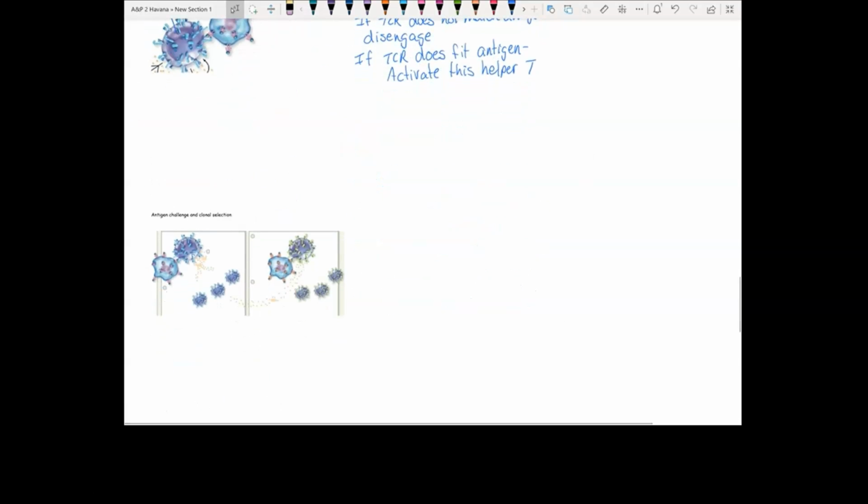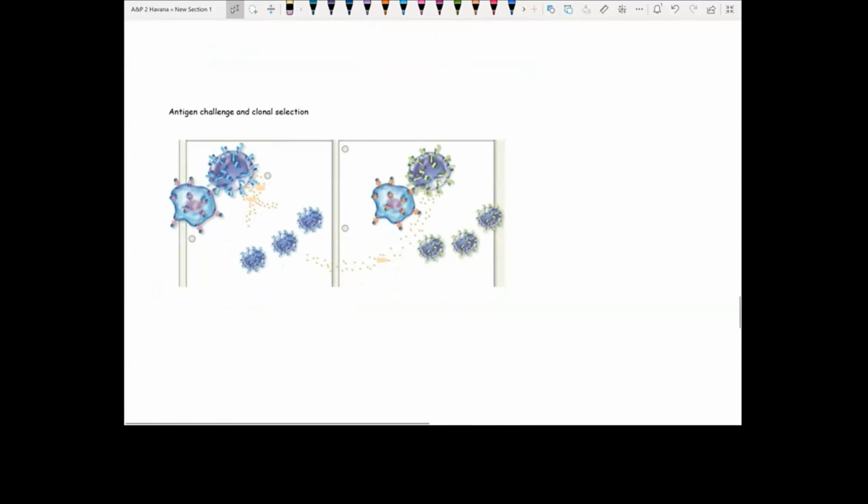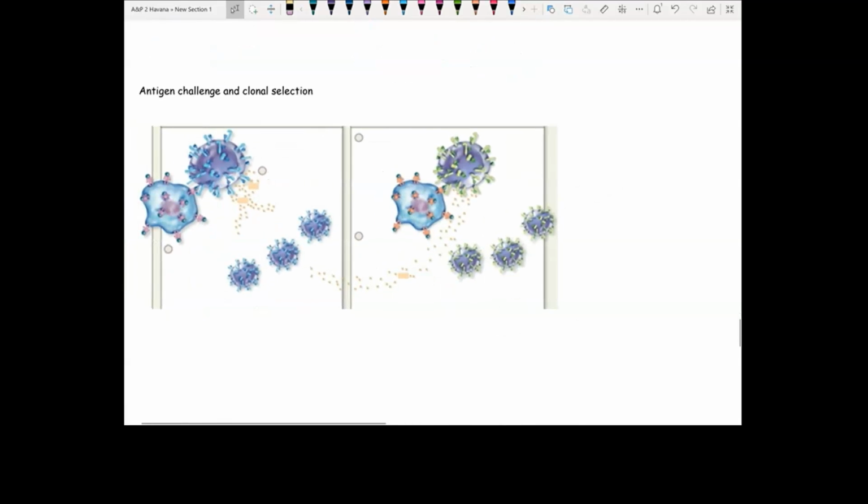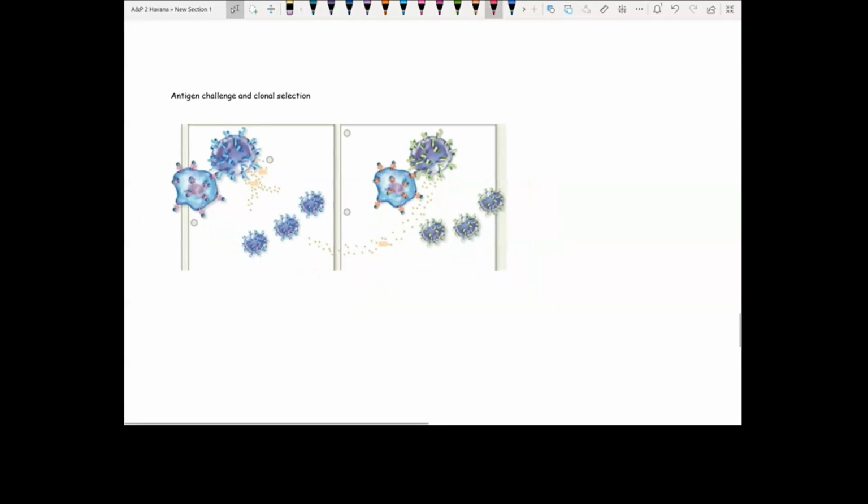What we have just gone through now is basically the antigen challenge. So your third line works in 3 steps. It has antigen challenge, clonal selection, effector response.